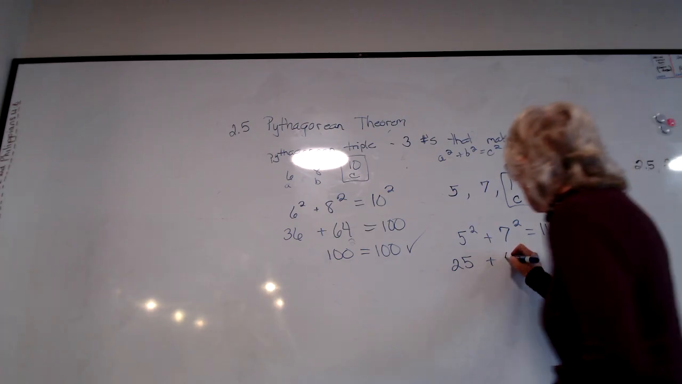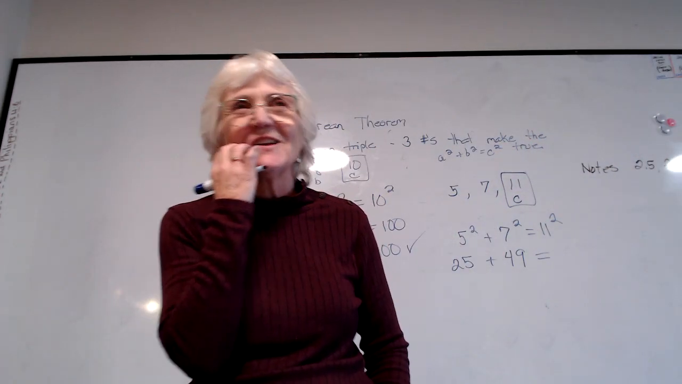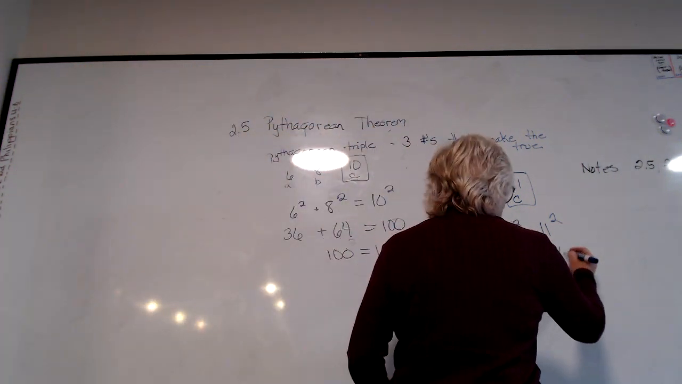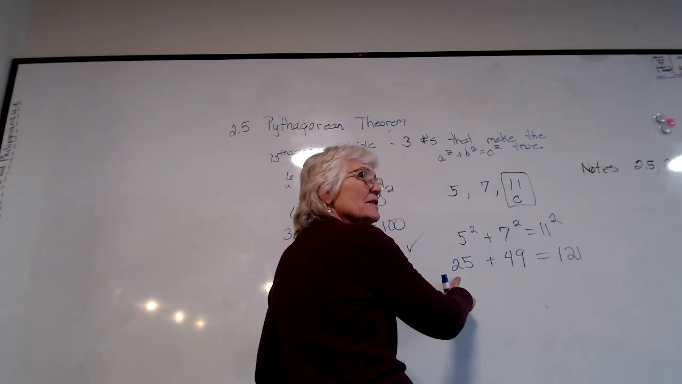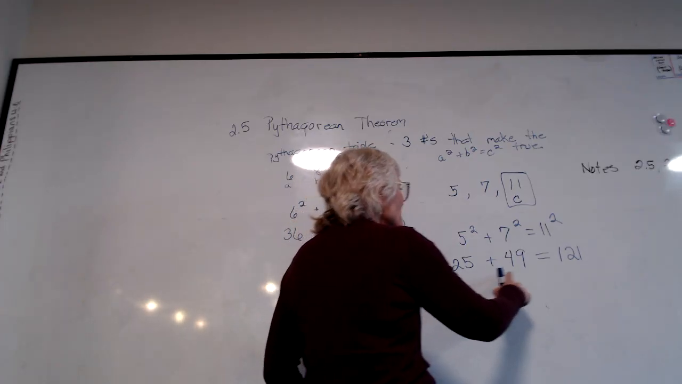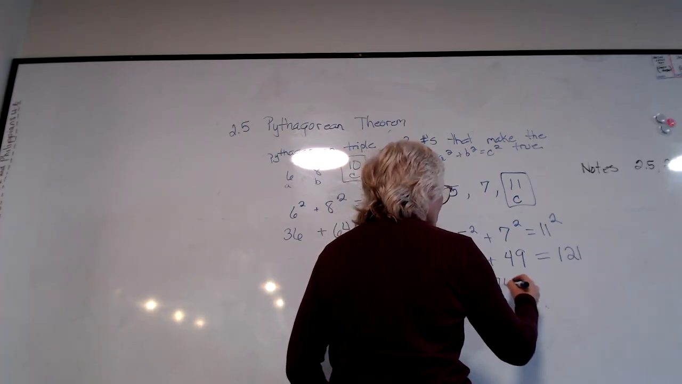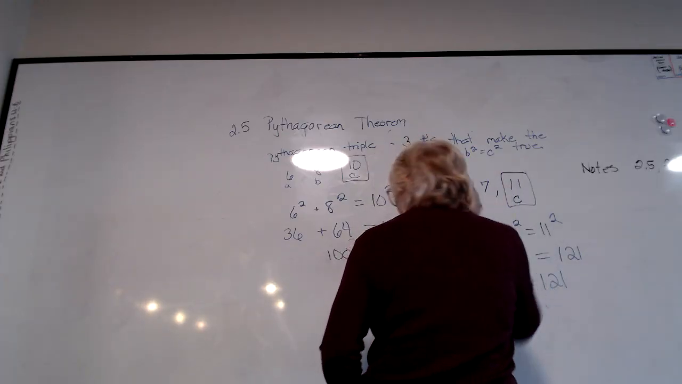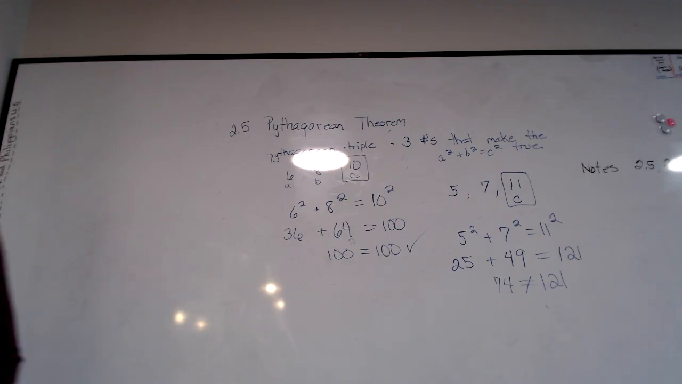Okay? So this is 49. Can somebody tell me what 11 squared is? Yes, John. 121. So 25 plus 49 is 74, which is not equal to 121. Therefore, these are not Pythagorean triples. Okay, so that's what we're looking at on that one.